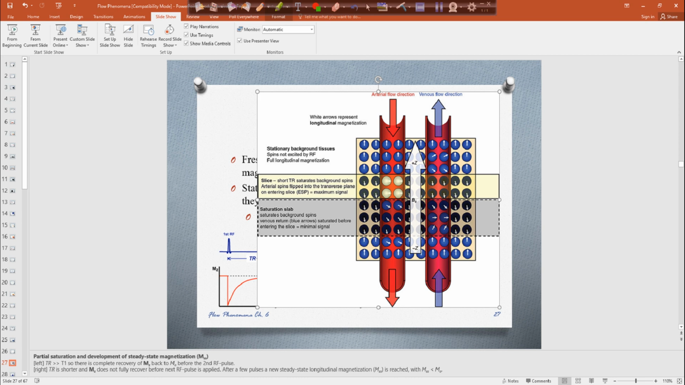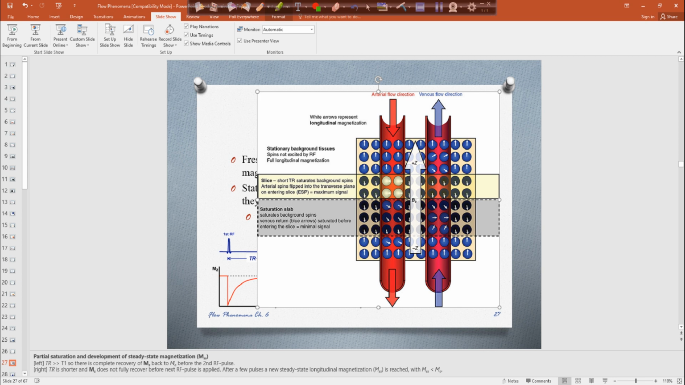And then sometimes you want to have a saturation band. You guys have had saturation bands, right? Where we put those below because we want to nullify our venous blood flow, because this is an MRA. So what the saturation band does is it applies an RF pulse before it even enters the stack.